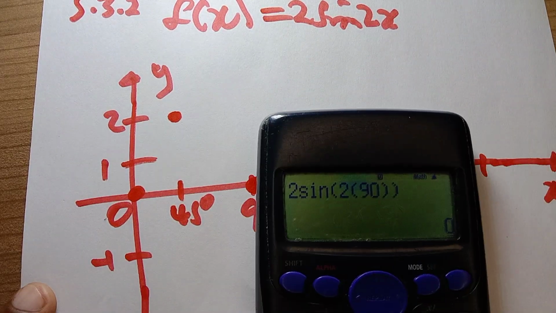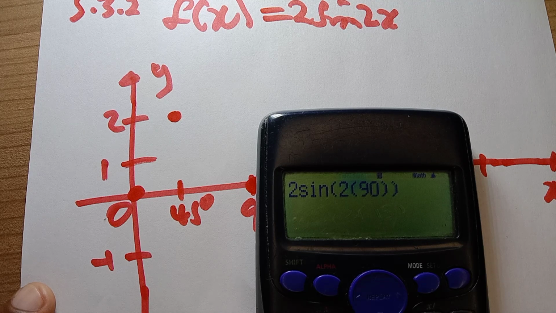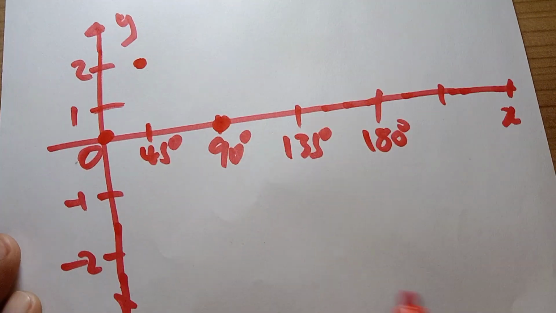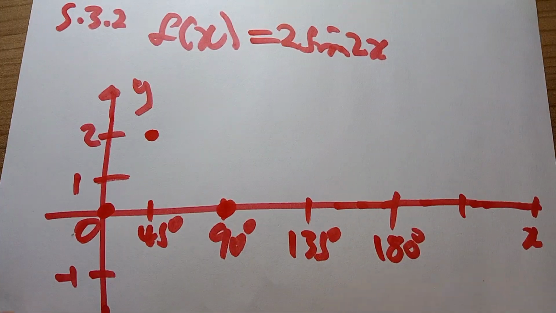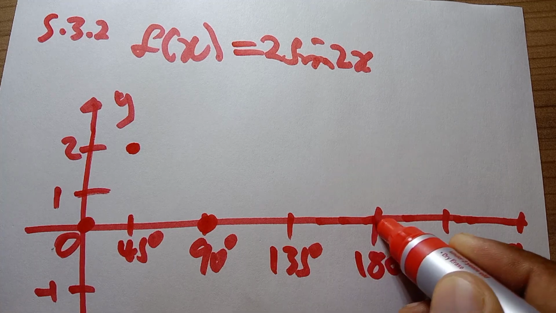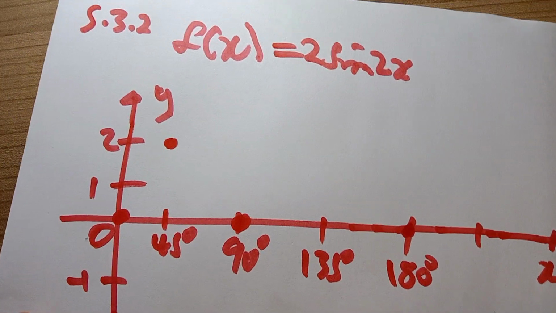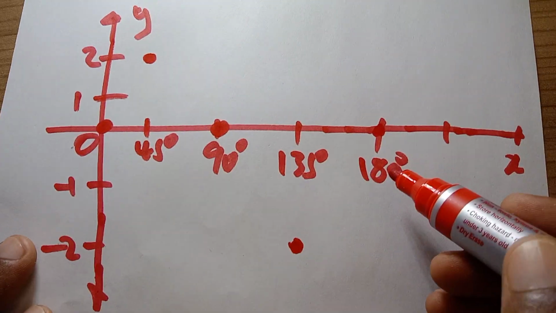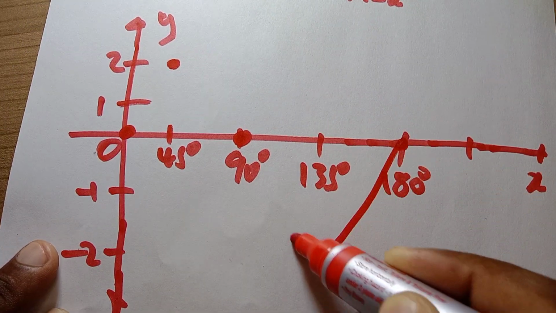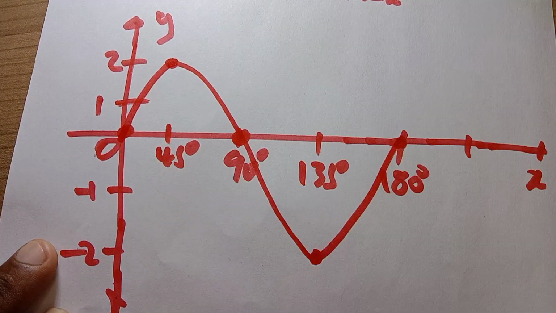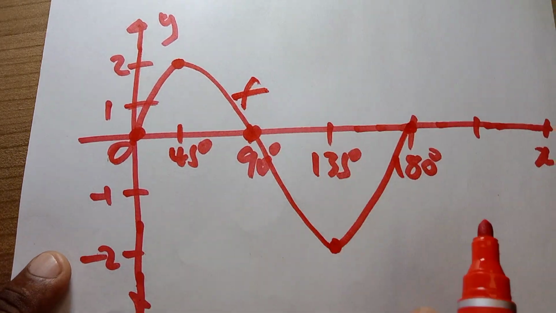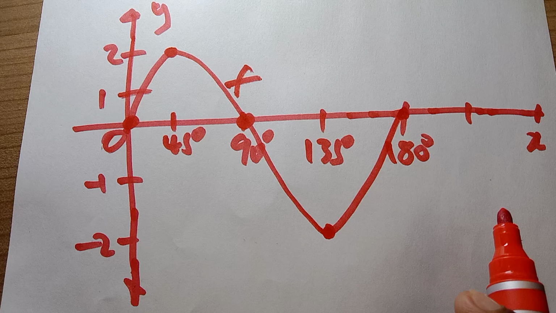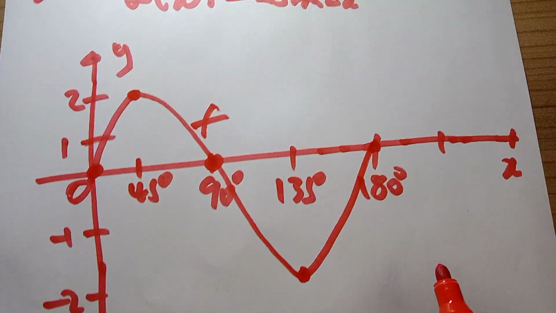Then it means the 135 should give us -2, and it gives us -2. Then the 180 should give us 0. Then we try to join them. Sorry for that. When we join them, we must have something of this magnitude, and that should be the function for f.